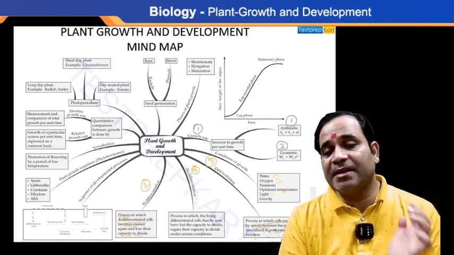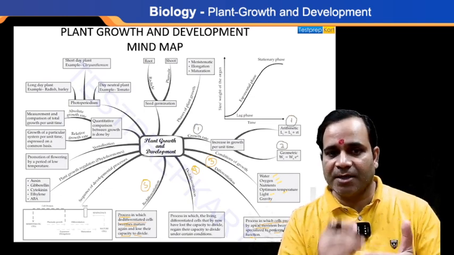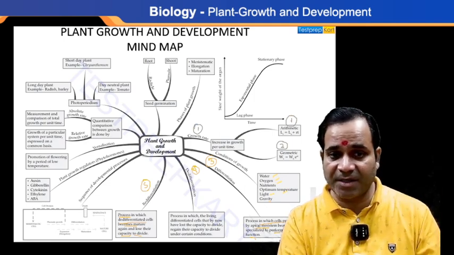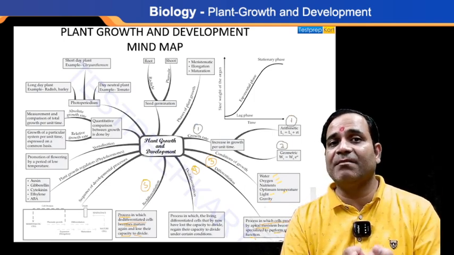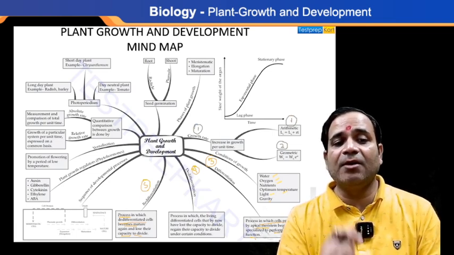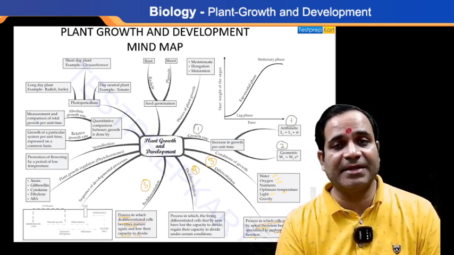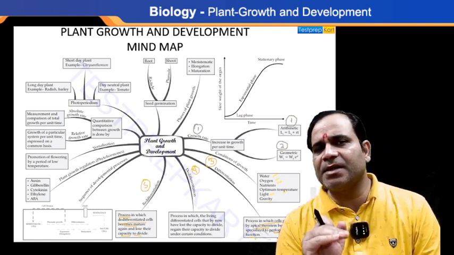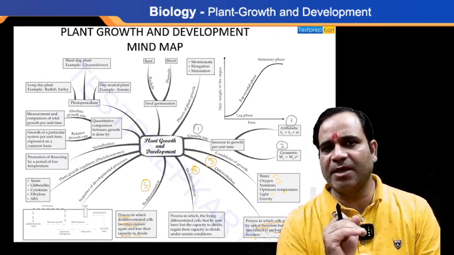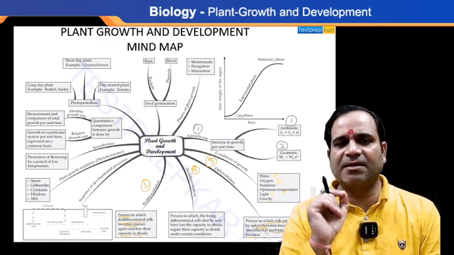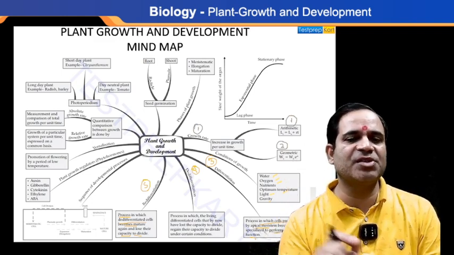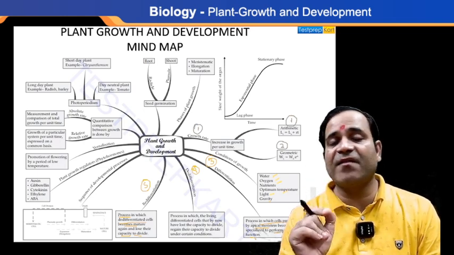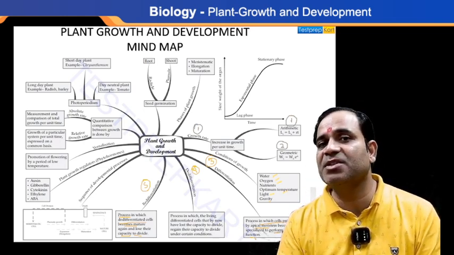But if I'm saying here that redifferentiation, it means what? The process in which differentiated cells, it means that the cells are already differentiated, become mature again and lose their capacity to divide, my dear, then it is known as redifferentiation. So this is a very, very important term, my dear, for the NEET 2024 examination: which one is differentiation, which one is de-differentiation, which one is redifferentiation. So you must keep this in mind.